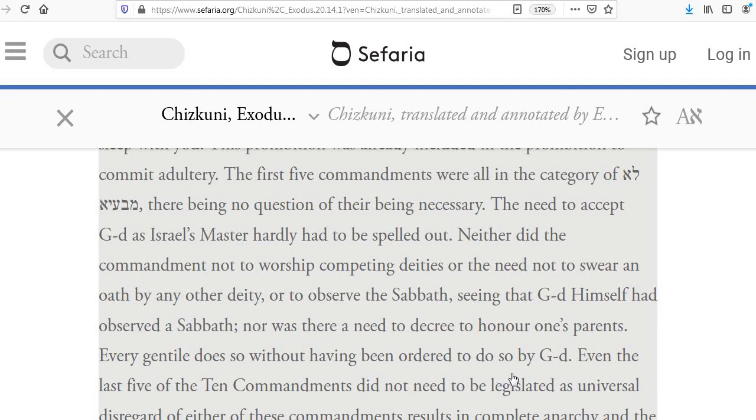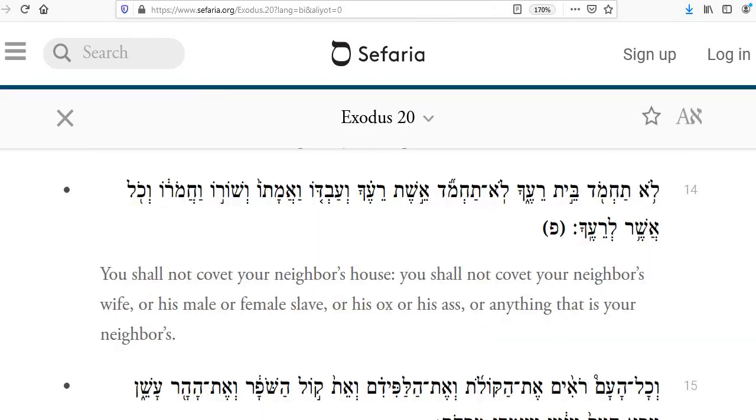So there it is, saying it didn't need to be spelled out to the Gentile. They already did it, and it's part of what they do, saying that it's already part of proper conduct for the Gentile, i.e. the 7 Noahide laws.